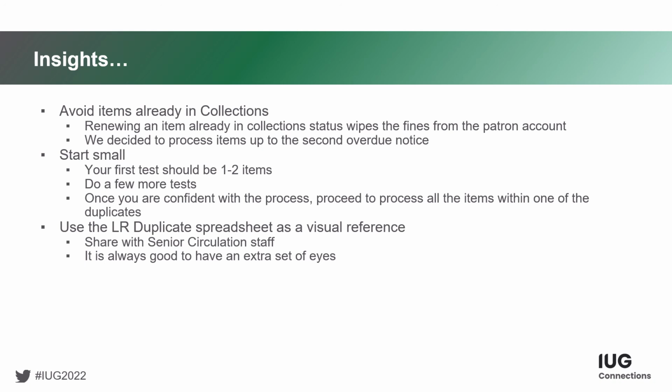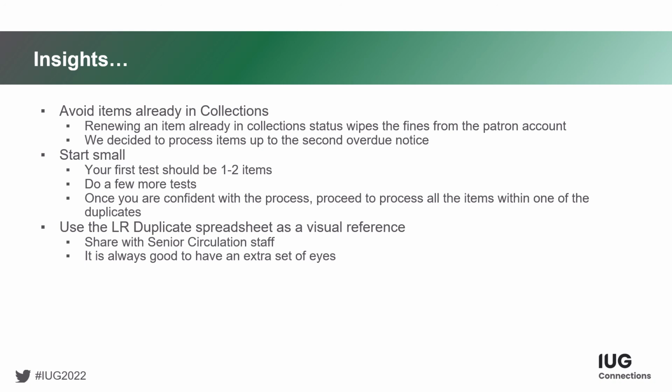Once you are comfortable and confident with it, proceed to process all the items within one of the duplicates. Keep in mind what we were talking about earlier in the presentation, and look at one of those loan rules that have a very low amount of items attached to them. Those are great for this type of testing. Use the loan rule duplicate spreadsheet, which we will be providing a copy of as a visual reference. It's a great way for you to share with your senior circulation staff.